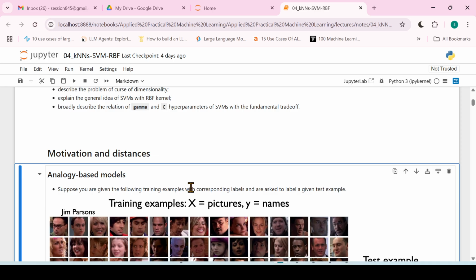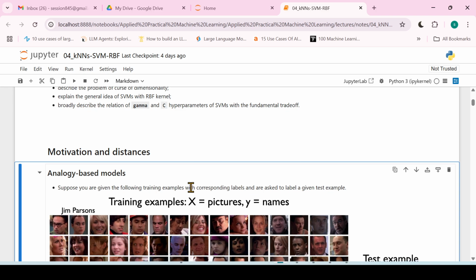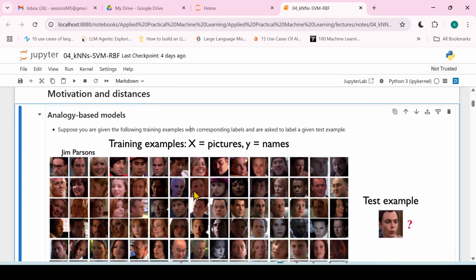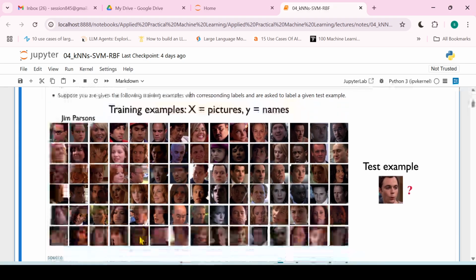First, let's understand what analogy-based models are. An analogy-based model says that suppose you are given some training examples. We have these training examples with some labels, so all the training examples have labels. Again, all these training examples are very famous pictures. All the characters are very famous TV characters or movie characters, as you can see.